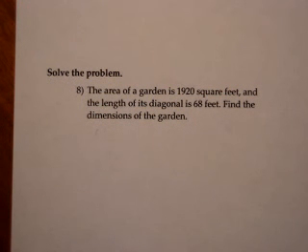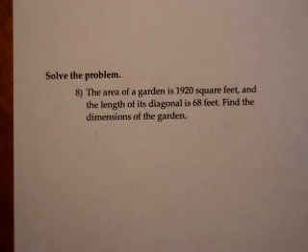Okay, number 8. The area of a garden is 1,920 square feet, and the length of its diagonal is 68 feet. Find the dimensions of the garden. Okay, now here's the first thing I'm going to say to you. I'm going to do this problem, and the numbers are going to be huge and completely unreasonable. However, there's a problem like this on the exam. The numbers will not be huge and unreasonable. You will be able to factor easily. Okay? So don't panic. Just pay attention to the process.